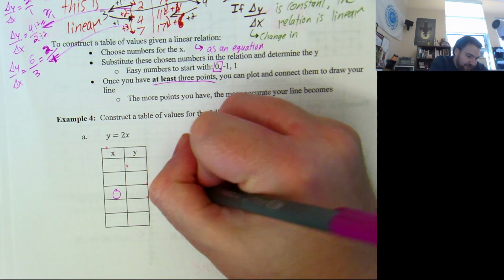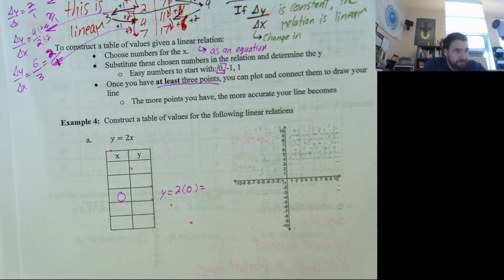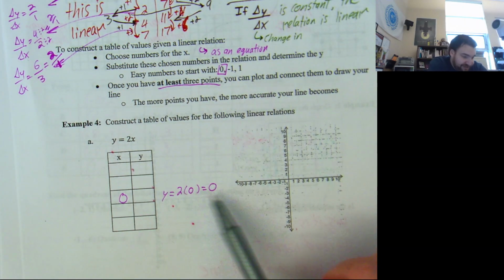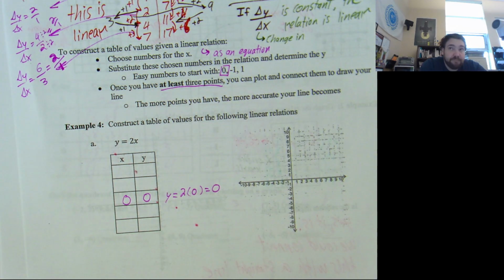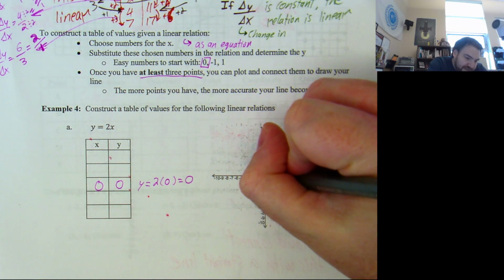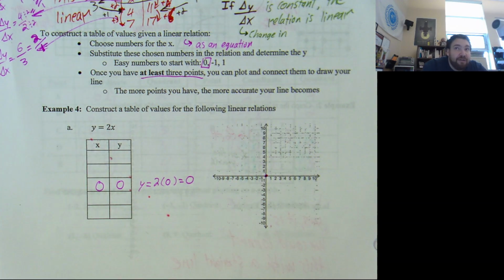So x is now 0. What's 2 times 0? 0. Cool. So if x is 0, y is 0, and we can throw that point on the graph. 0, 0 is that point right there in the middle.